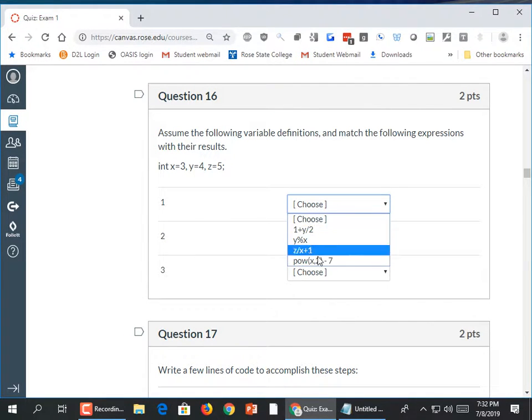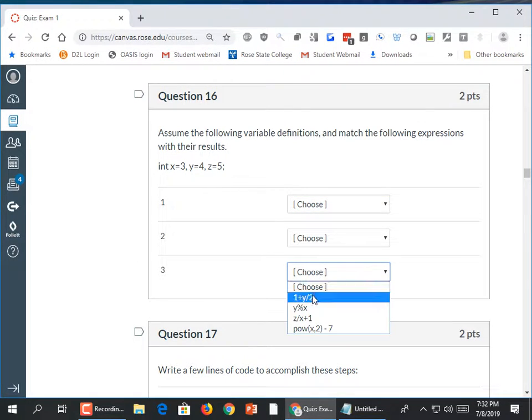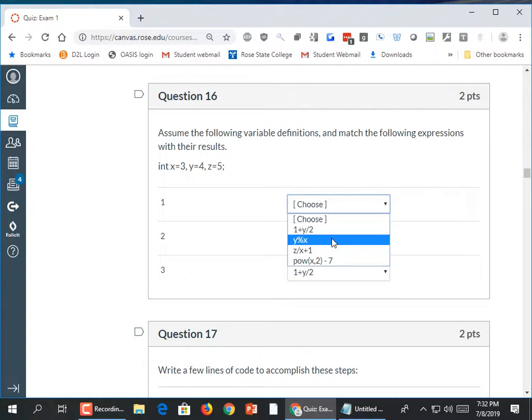Okay, so one of these equals a 1, one of them equals a 2, one of them equals a 3. Basically, the best way to do it would just be to take it one by one. So 1 plus y divided by 2. Well, y divided by 2 is what? y is 4. 4 divided by 2 is 2. So 1 plus 2 is 3. So that would be the answer for this one. How about the next one? y modulus x. Well, 4 modulus 3 is what? Yeah, it's 1. So that would have to be the answer for that one.